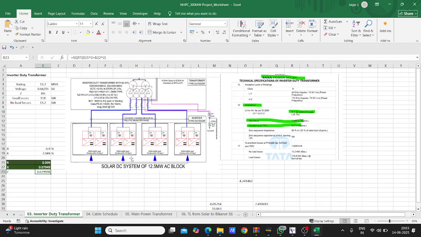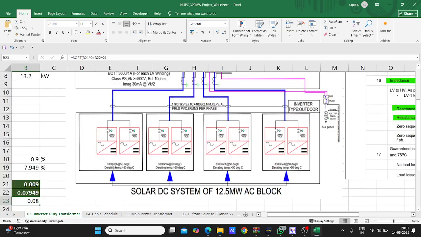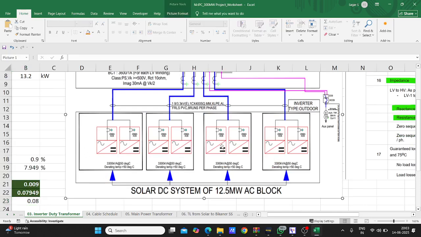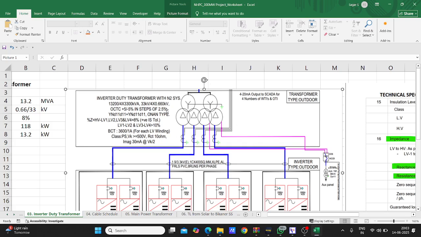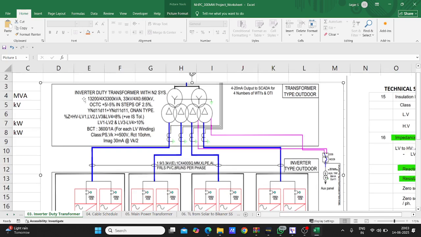Could you see it now? This is the one. See, the transformer rating is 3.3 into 4, totally 13.2. So they have considered the three winding transformers, and this three winding transformer rating is 13.2, that is 13,200 kVA rating. 13,200 is the same as 4 into 3,300 kVA. Both are the same, so the total transformer rating is 13.2 MVA only.